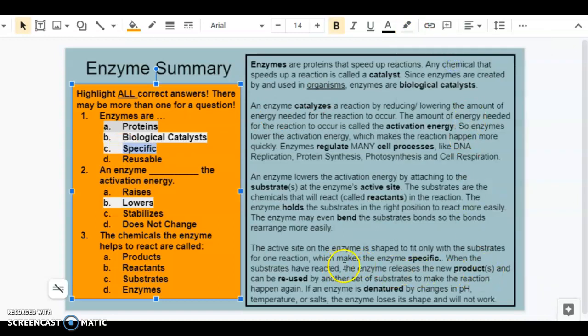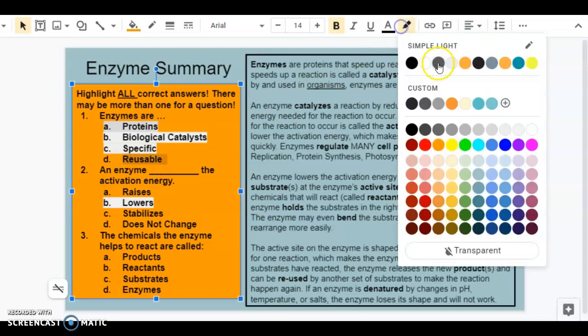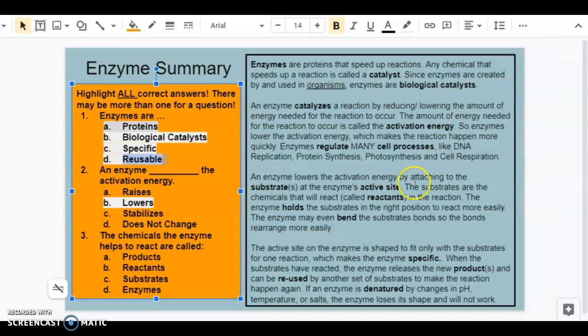When the substrates have reacted, the enzyme releases the new product or products and can be reused by another set of substrates to make the reaction happen again. So enzymes are reusable. If an enzyme is denatured by changes in pH, temperature, or salts, the enzyme loses its shape and will not work. I have one question we need to get answered.